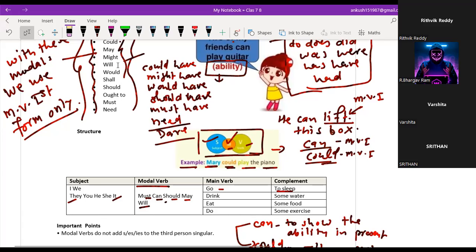Okay. So what did I tell you right now? The modals can be used with any subject. They would not change their forms. Even the main verb would not be changed. For example, I'm writing here: they must eat some food. Are you getting it? Which subject did I use here?